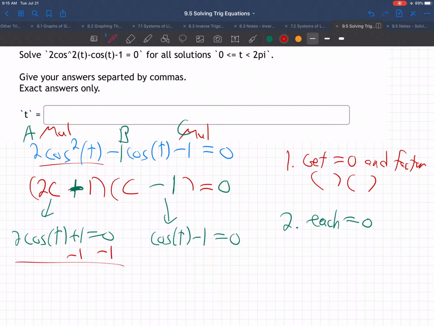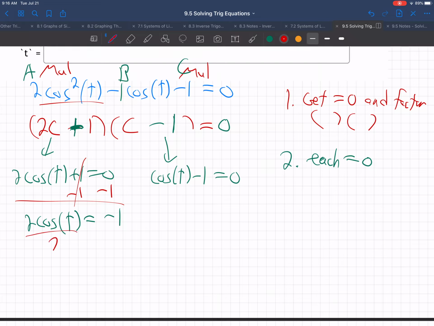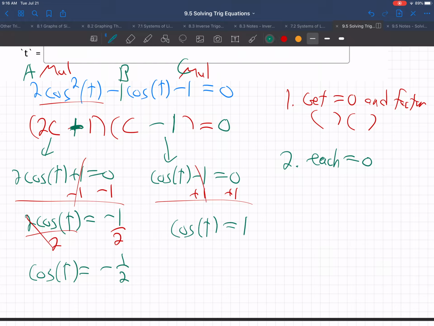Subtract 1 from both. Boom. So we get 2 cos t is minus 1. And divide by 2. Boom. And we get cosine t is minus a half. Other side, add 1 to both sides. Boom. Cosine t is 1. So we got some answers.